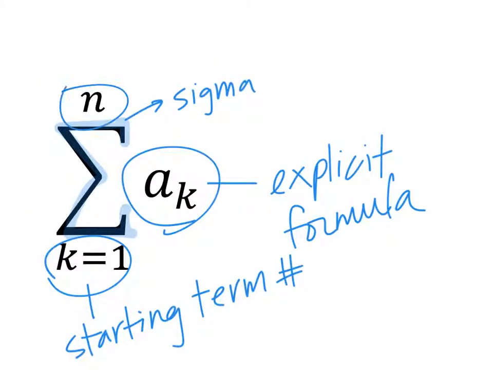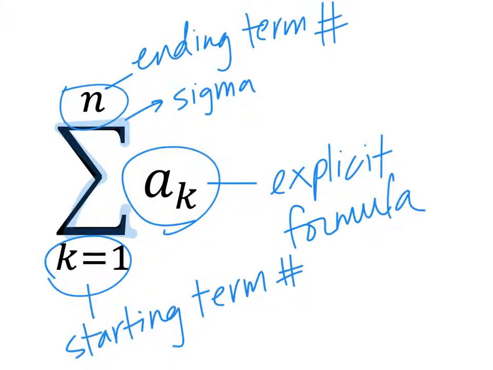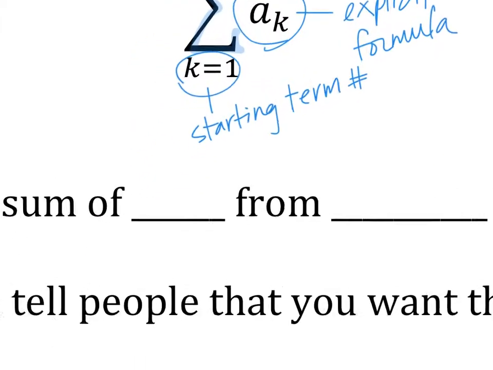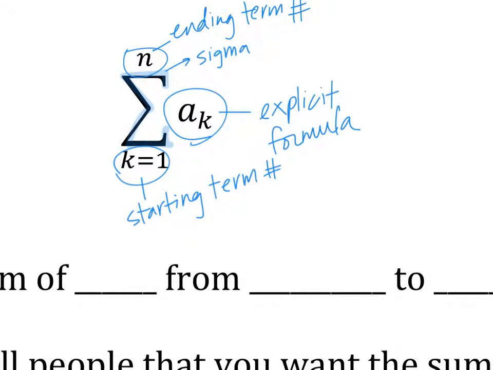And then on the top, this is the ending term number. So this tells you stop at A n or stop at A5. It doesn't mean there are 5 numbers. It means stop on the A5. Okay? So the way you read it is the sum of A sub k from k equals 1 to n.